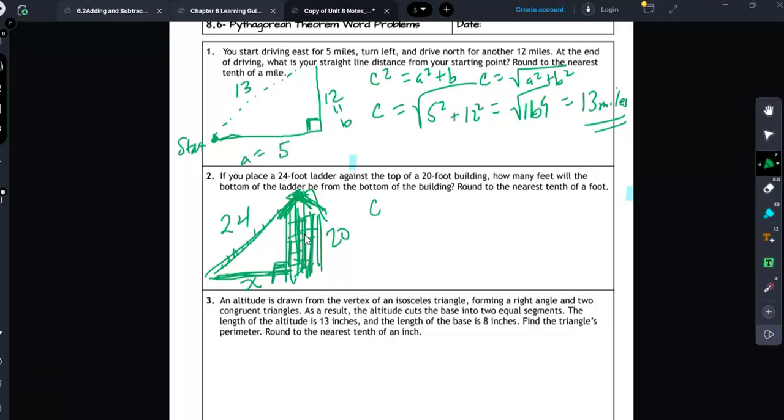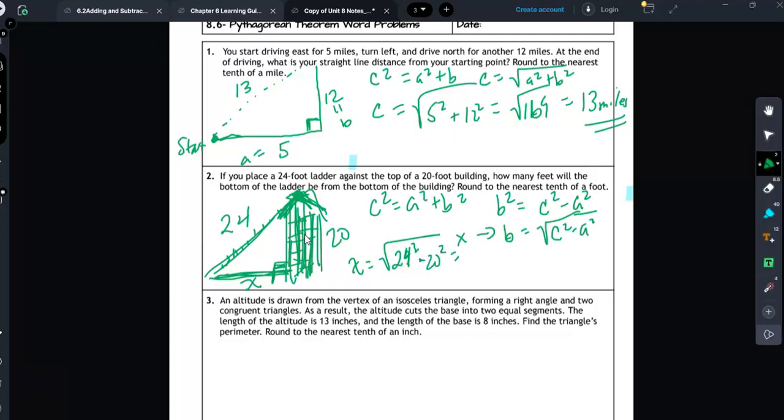So if we are rearranging this, I'm going to say we're solving, let's just move the A for B. So B squared is equal to C squared minus A squared, or B is equal to the square root of C squared minus A squared. So this is essentially our X, right? So we're going to say X is equal, C is 24, yes, because that's our hypotenuse. So 24 squared minus 20 squared. So what is our answer?